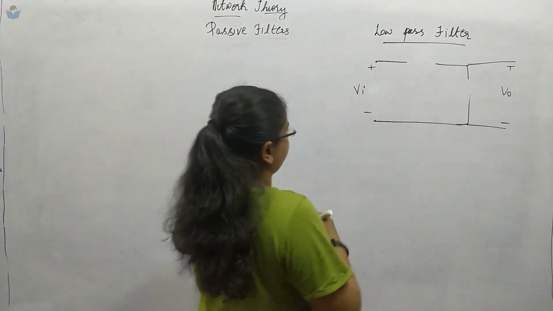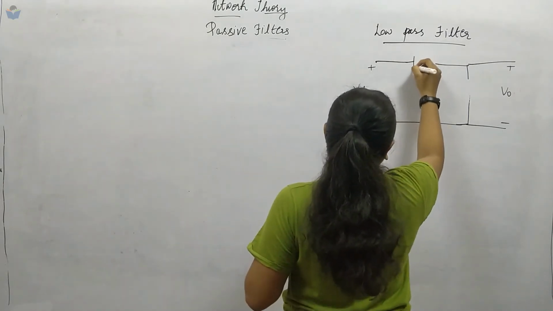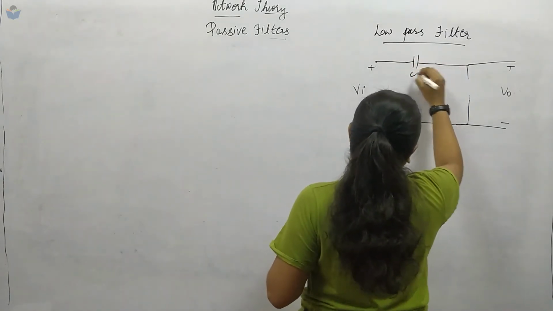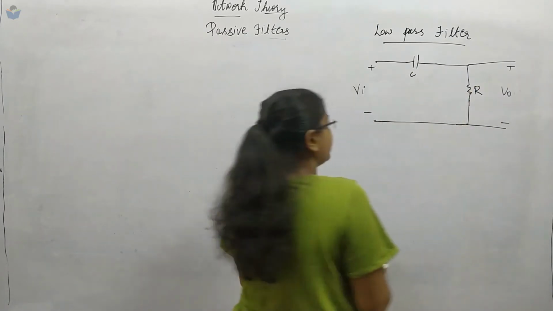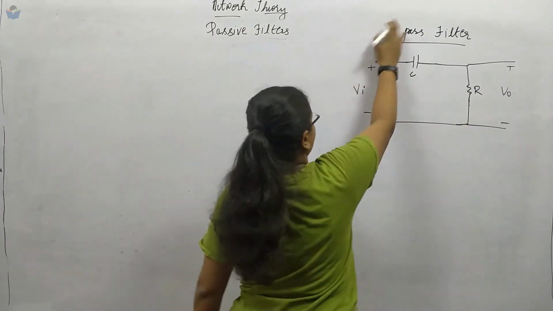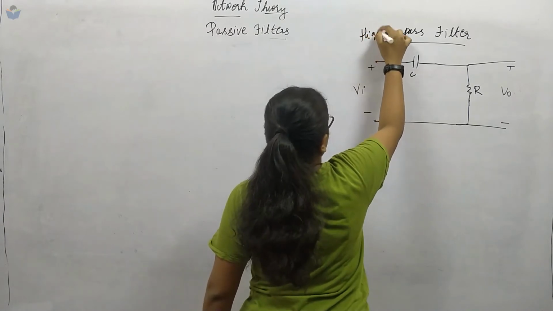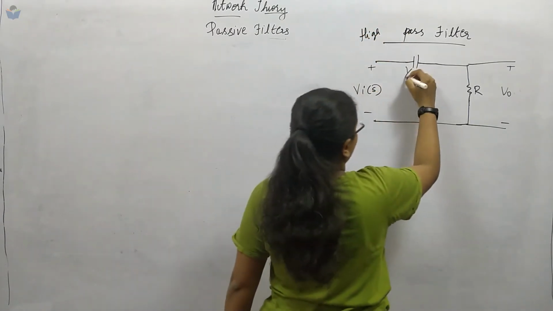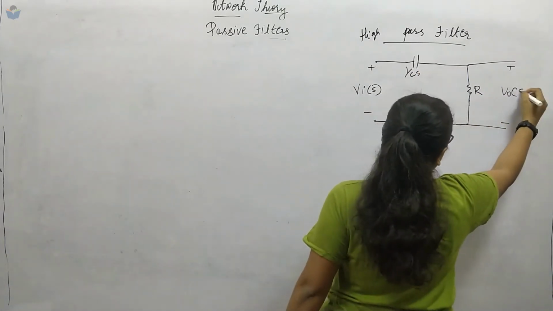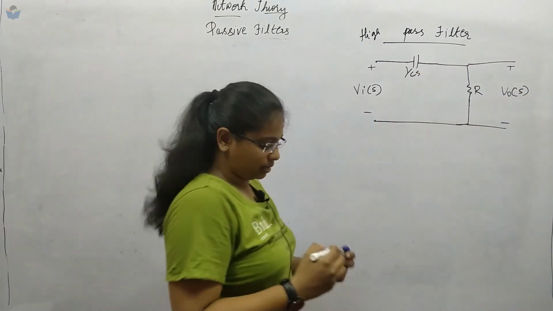So this is capacitor over here. This is C and here we have resistor. Again similarly, this is for high pass. We will convert this into Laplace domain. This will be 1 upon Cs, this is R and here V0 of S.